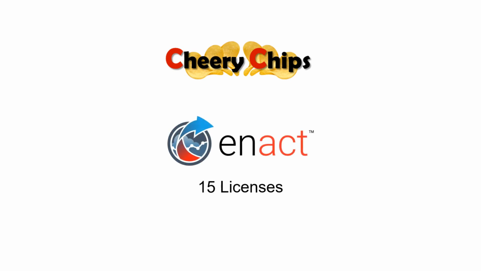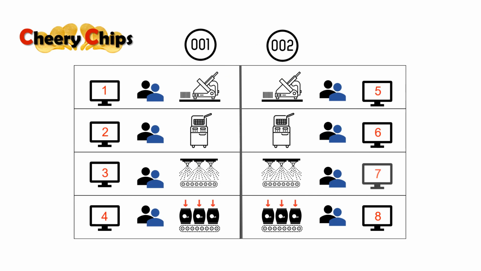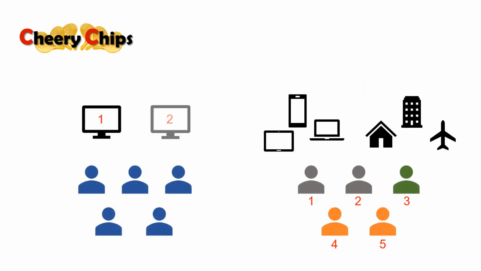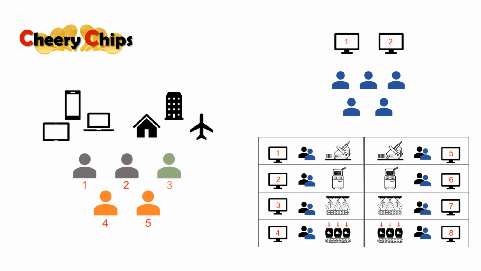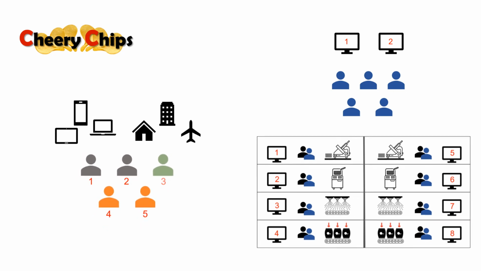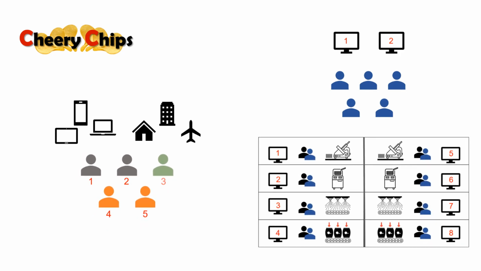The optimal license configuration for this operation requires 15 Enact licenses, 8 licenses assigned to workstations in the production areas, 2 licenses assigned to workstations in the quality lab, and 5 licenses assigned to the supervisor, site manager, and quality engineer user accounts. This configuration provides supervisory and management personnel with the flexibility to access Enact from multiple locations and devices, while cost-effectively assigning licenses to the workstations shared by production and quality personnel.